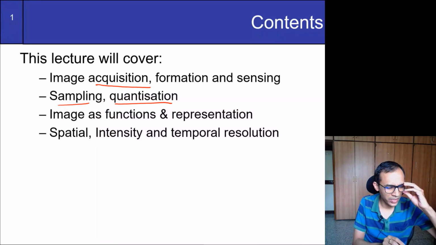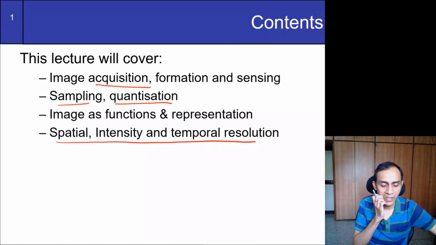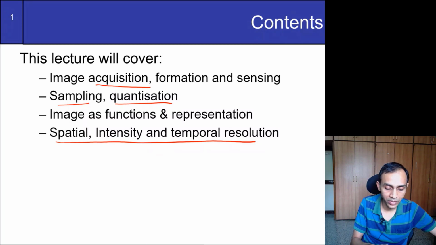And then images can be represented as digital functions, and there are some simple representation methods of images, like a matrix representation. So we'll discuss a little bit about that. And if time permits, we'll also try to cover the different types of resolutions that are used for images and videos: spatial resolution, intensity resolution, and temporal resolution. And how resolution affects, what is the significance of resolution, higher resolution or lower resolution. We'll talk about that. So it's just a basic lecture related to image formation and representation.